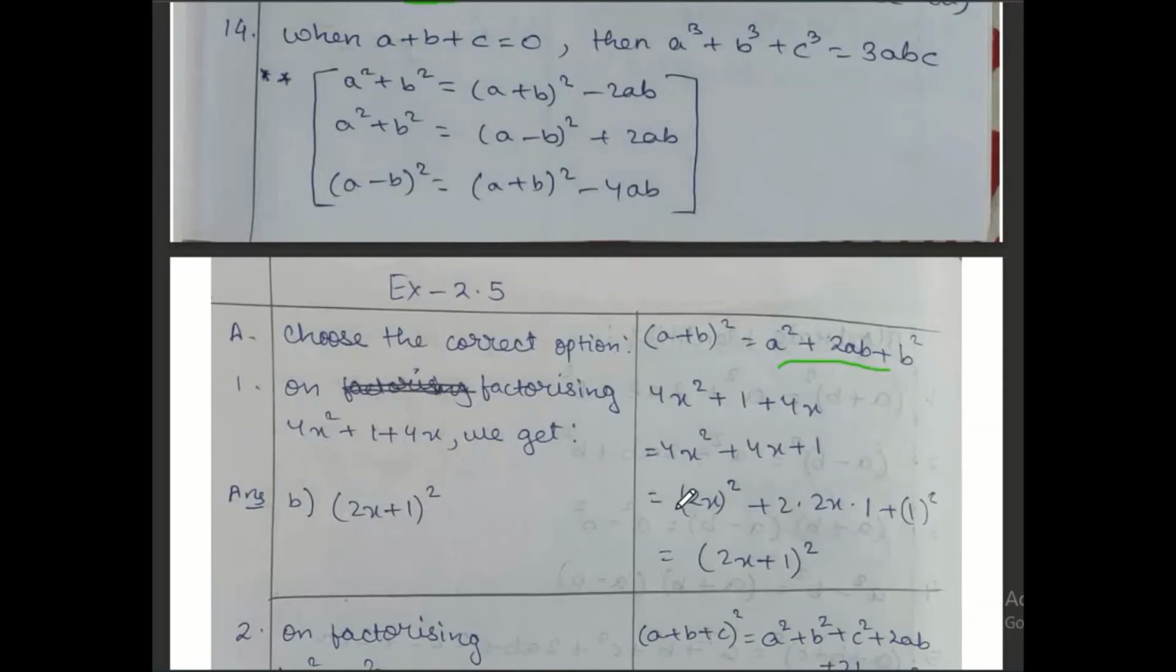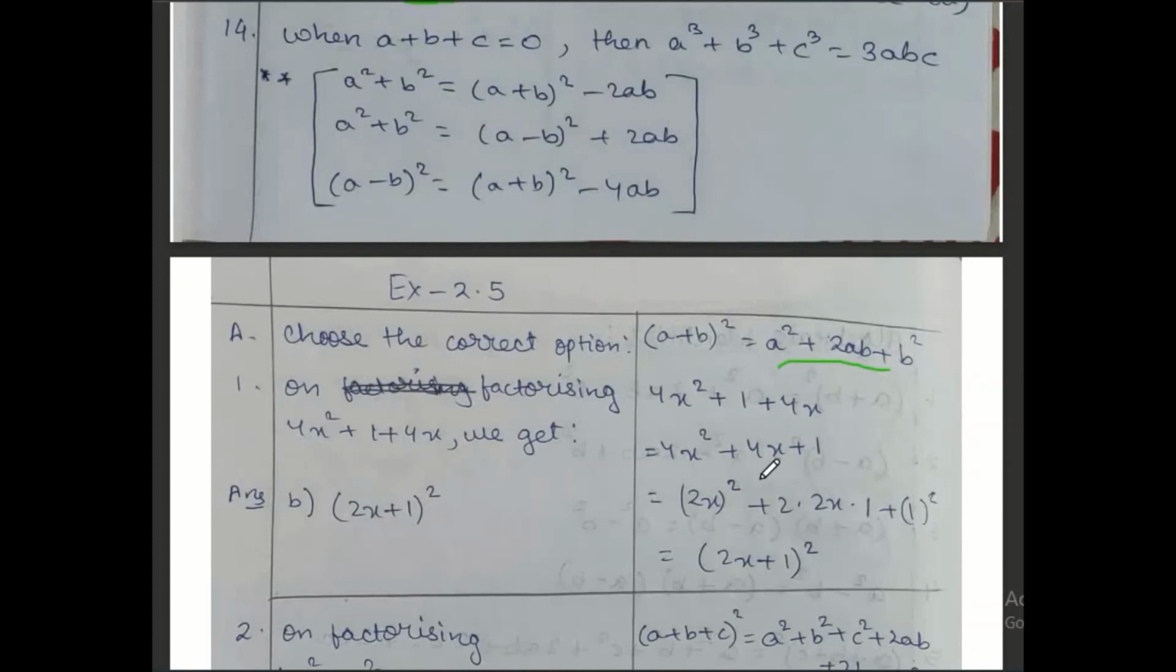Try to make this one a square. As you know, 4 is 2 square. So 4x square we can make it 2x full bracket and whole square. Plus 2ab: 2 into, this is your a, 2x is your a, into something you will put to get this back. So 2 twos are already 4x. So 4x into 1, 4x. Now this one you can use as b square, which is 1 square.